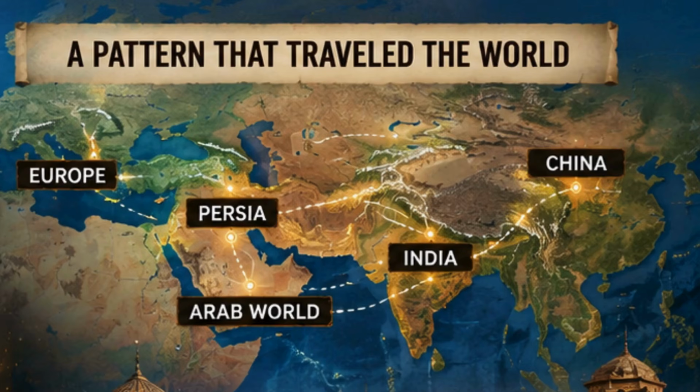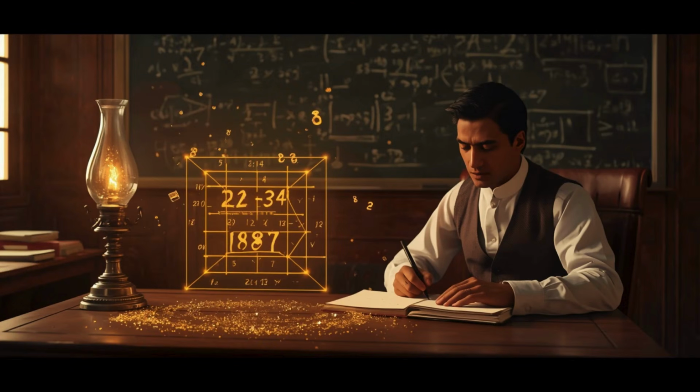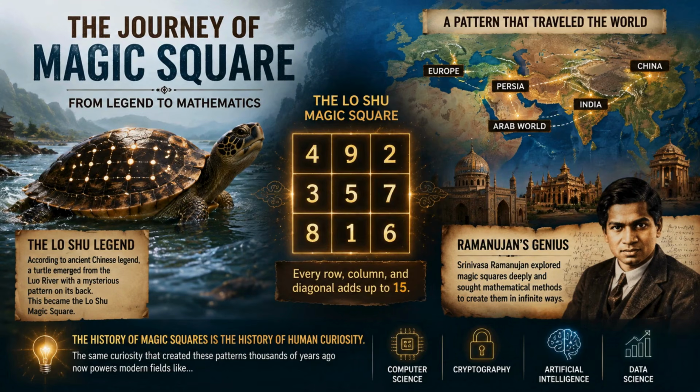Its journey didn't stop in China. The idea spread across the world to India, Persia, the Arab world, and eventually Europe. Mathematicians from different civilizations studied it from different perspectives. Some admired its beautiful symmetry, some explored its mathematical properties, others discovered entirely new ways to build magic squares. Now, let's travel to India.